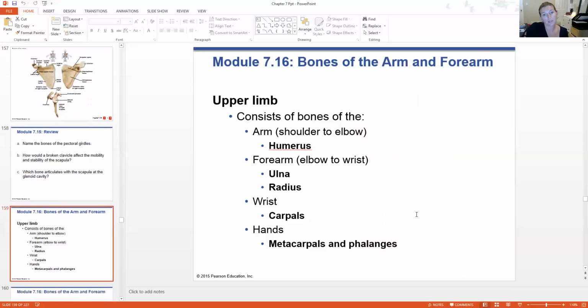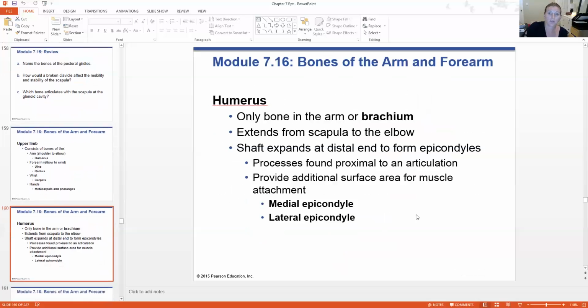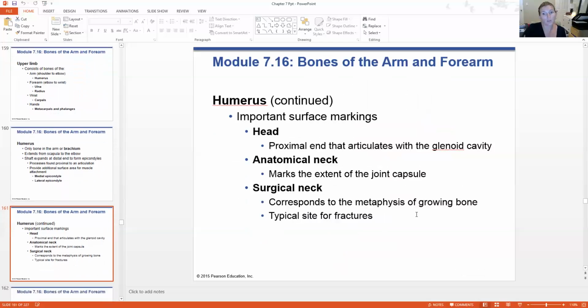Let's talk about the upper limb. You have our humerus, our forearm, our wrist, and our hands. Let's talk about the humerus. It's only one. There's only one bone in the arm, or brachium. It extends from the scapula to the elbow. You have a medial and lateral epicondyle on the distal end. The head of the humerus is proximal. That's what's articulating with the glenoid cavity.